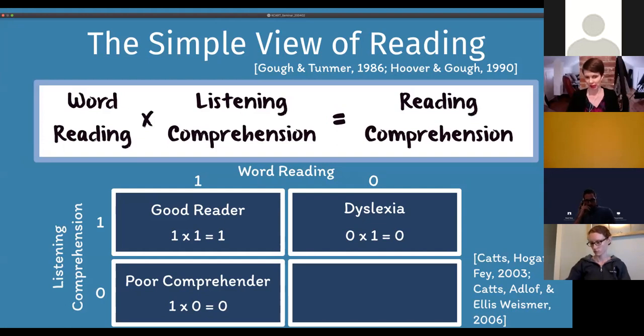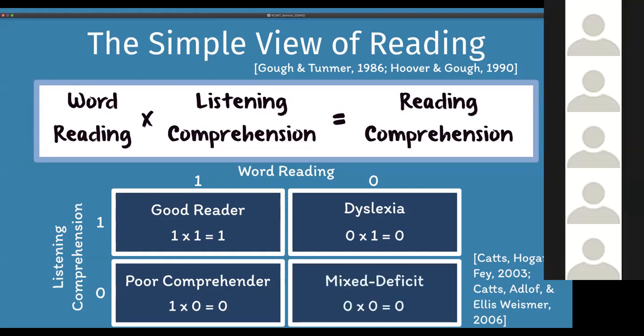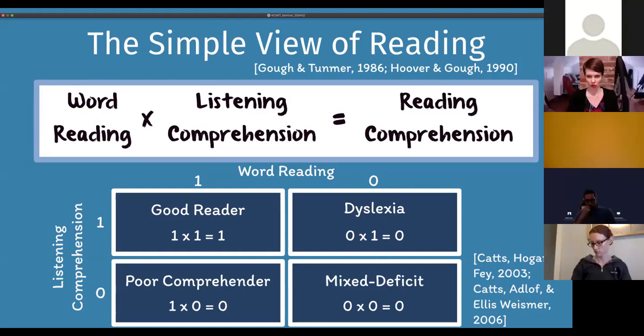That being said, there is evidence that indicates that earlier, before we actually typically catch them in the education system, these individuals have a lot of difficulties in listening comprehension. We're just not paying attention to it. Now, the last profile is known as the mixed deficit, and these individuals have difficulties in both word reading abilities and listening comprehension, which obviously results in poor reading comprehension abilities.